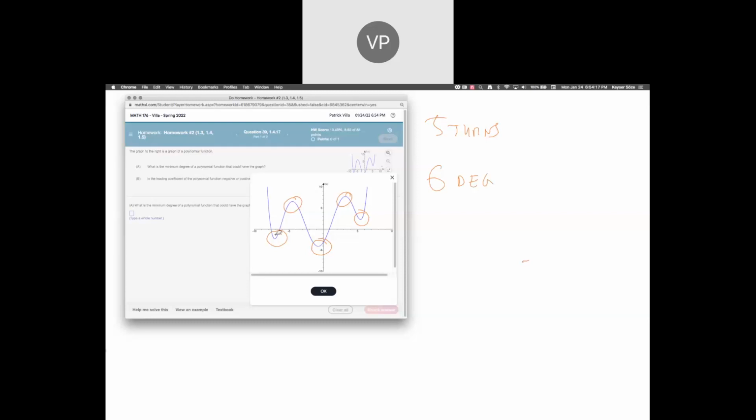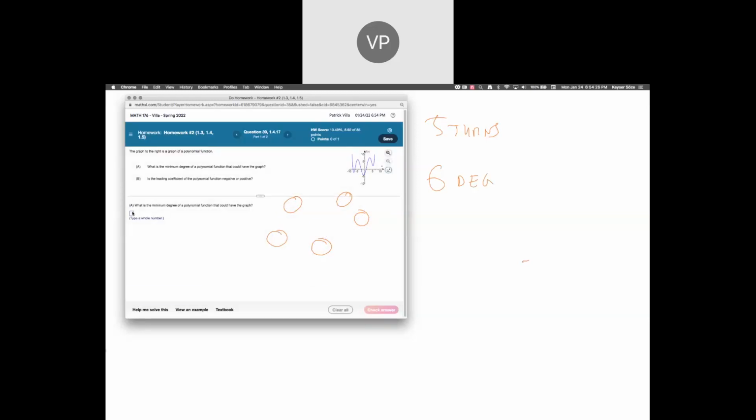So this question is pretty much the same thing. They're just asking what's the minimum number of the degree. It has to be more than the number of turns. So if we had 5 turns, it's got to be at least 6. It could be higher, but it can't be anything below 6. And then last, they say, is the leading coefficient negative or positive? So now we got to think about what the rules were on that one.